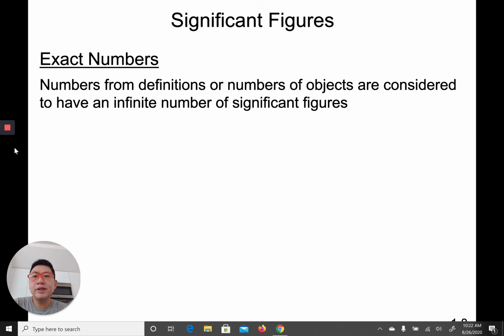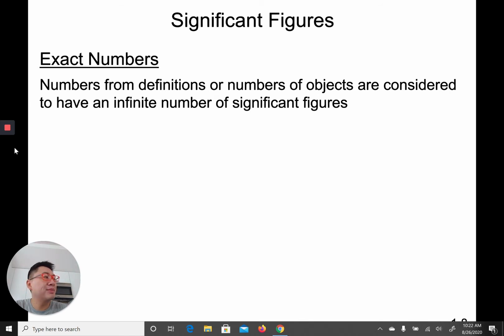This is a continuation of significant figures plus dimensional analysis, which is a new topic. Significant figures, we already know, are numbers that we know accurately plus the last digit that's estimated. There's one thing I forgot to mention, which is something called exact numbers. Numbers from definitions or number of objects are considered to have an infinite number of sig figs.